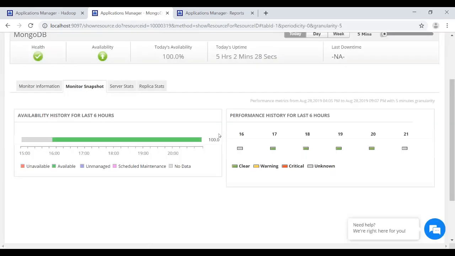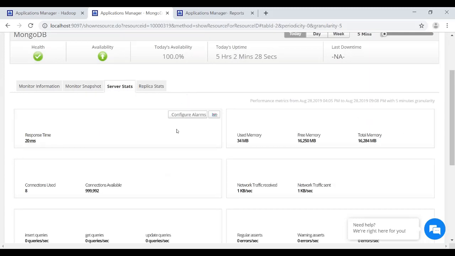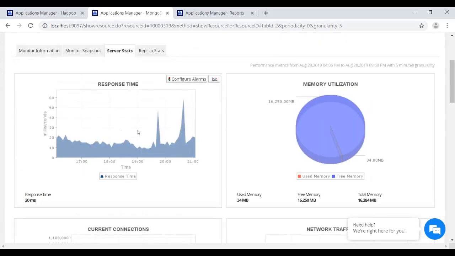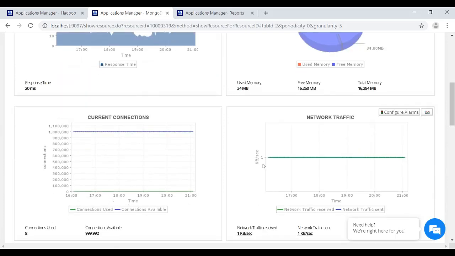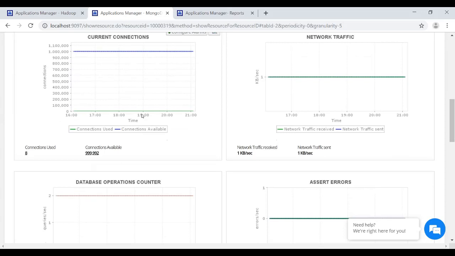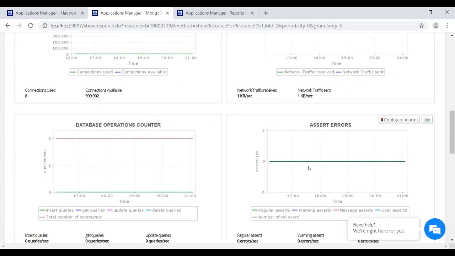Now this has fewer metrics because Cassandra is quite obviously a very complex database, so the number of attributes that we need to monitor also increases likewise. But when we're talking about MongoDB, beginning with the memory utilization, response time, the network and connection statistics, as well as the database operation counters and the assertion errors details can be found here.